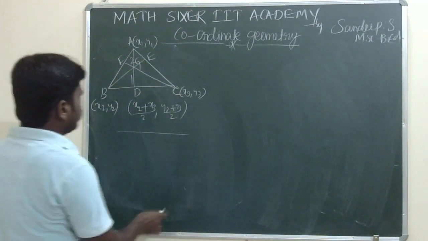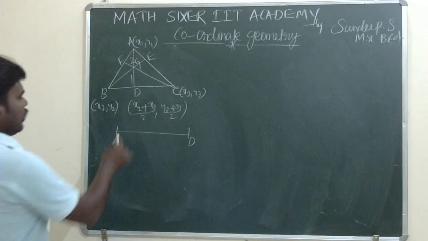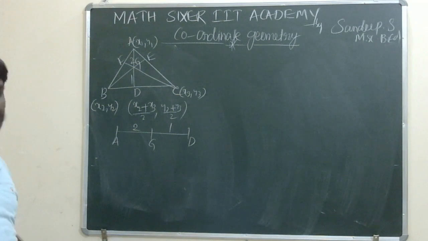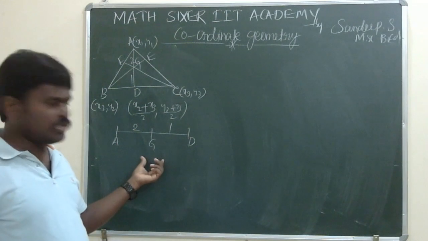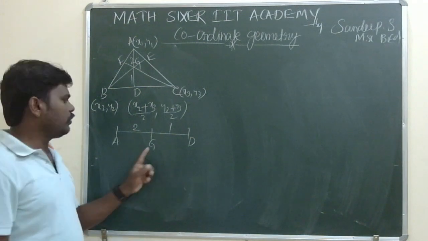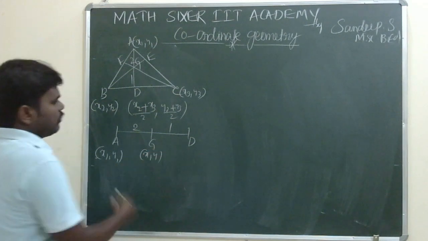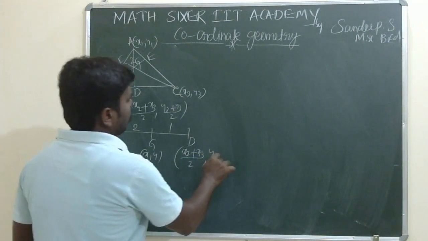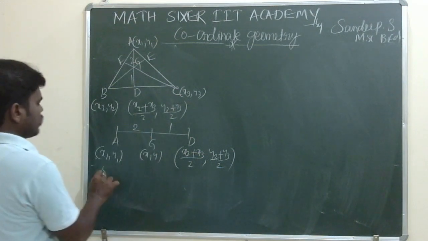To make it clear, I am drawing a diagram for the line segment AD. Here AD is a line segment and G is the centroid, which divides AD in the ratio of 2:1. We know the vertices A and D, and we have to find the centroid G. We know the ratio also, so we apply the section formula. Here A is x1 comma y1, G we take as x comma y, and D we already found as x2 plus x3 by 2 comma y2 plus y3 by 2. Now apply the section formula.